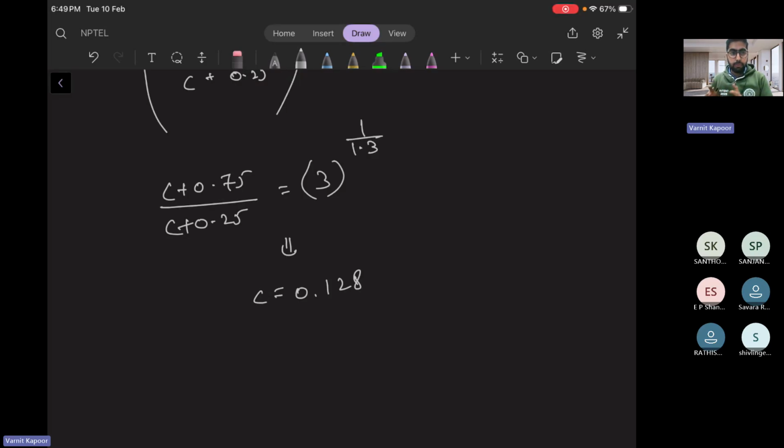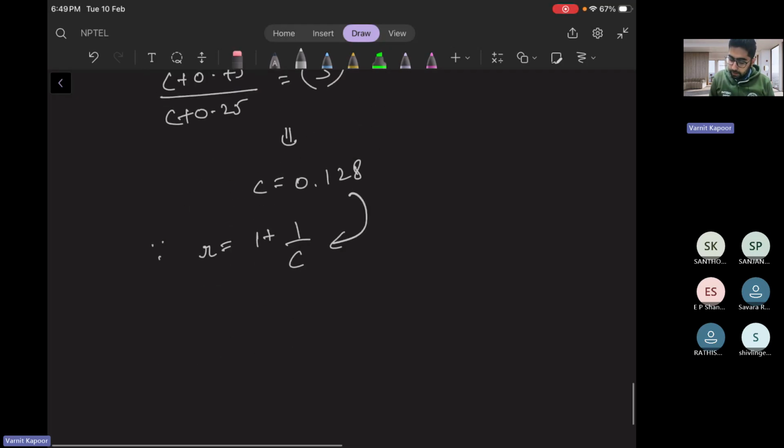And we know the relation between R and C now. Since compression ratio is equal to 1 plus 1 by clearance ratio, put this value of C here. So it will be 1 plus 1 by 0.128. So compression ratio will come out to be 8.9. Your compression ratio is now 8.9.